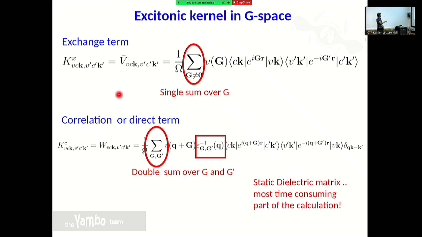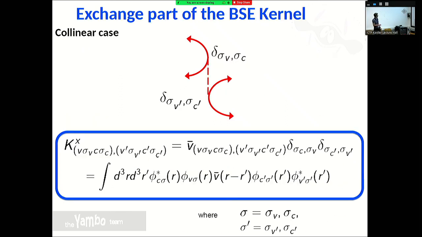And instead, what happens to the exchange and to the correlation term? So first of all, I recall the exchange can be represented in this way. So you have this matrix element between the states with the bare interaction in one case and with the screened interaction in the other case. And of course, here you have a double G sum. So this is the demanding part of the BSE calculation.